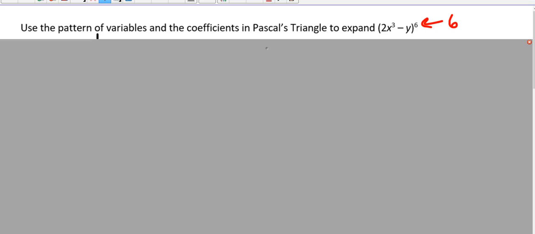As promised, we're going to use the pattern of variables and coefficients in Pascal's triangle and then the binomial theorem using the sigma notation to expand a couple of other binomials that are to a different power and involve exponents within the binomial as well. So a couple differences here that we're going to add.